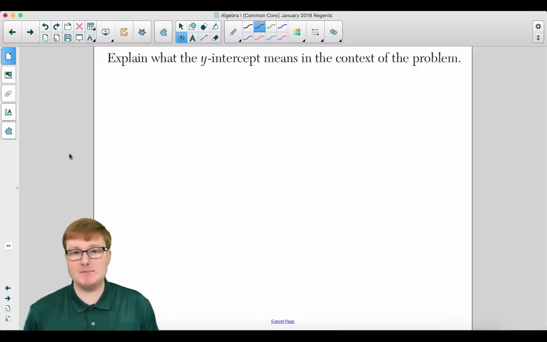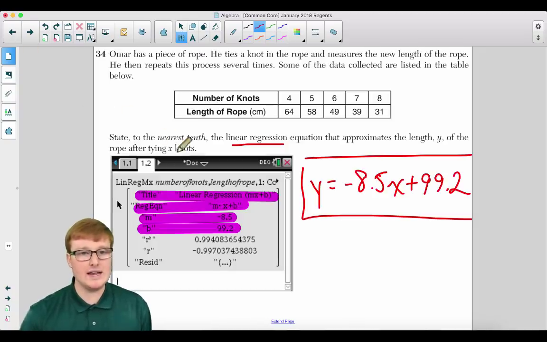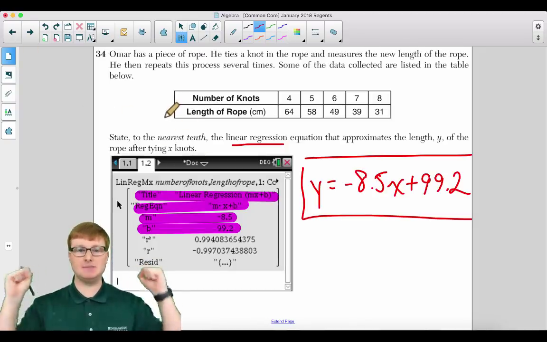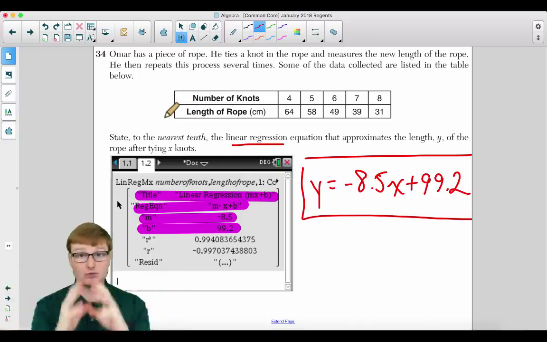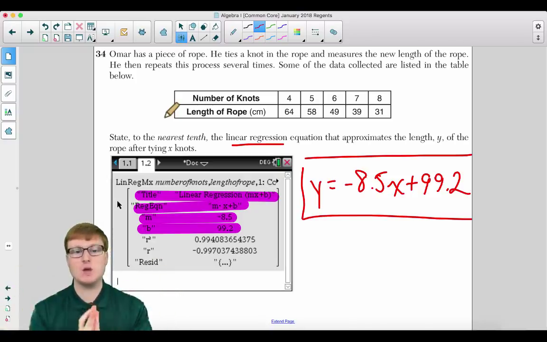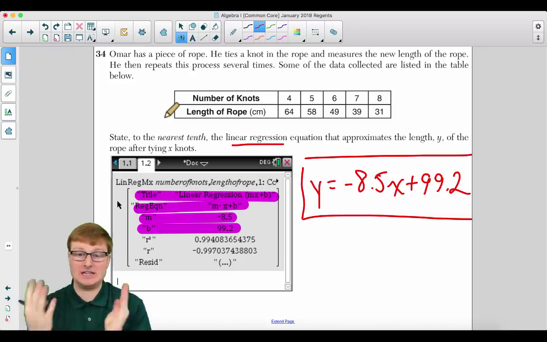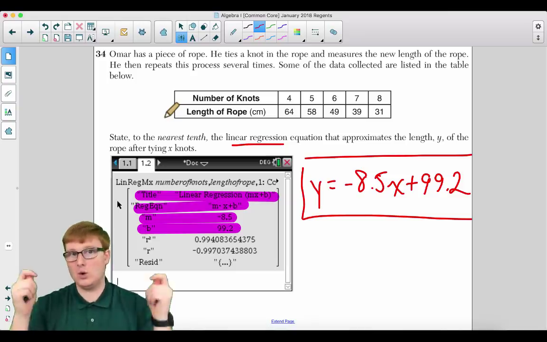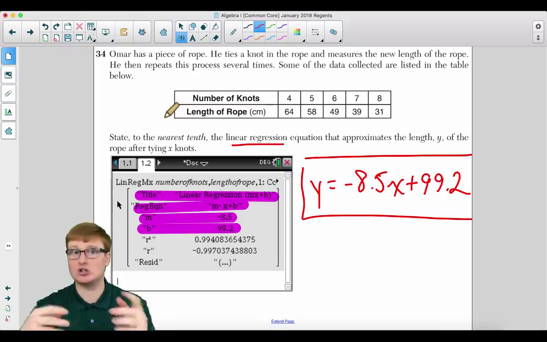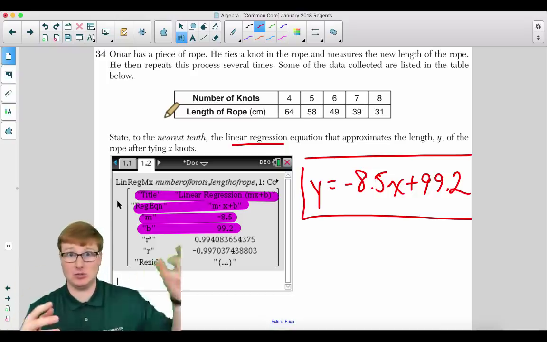Explain what the Y-intercept means in the context of the problem. So what is Omar doing? He has a piece of rope, and he starts off with just a rope with no knots in it. That's when time t equals 0, or that's when he has 0 knots in it. So you're plugging in 0 for x. That's the initial amount of what he started with before he started tying the knots after so much time.